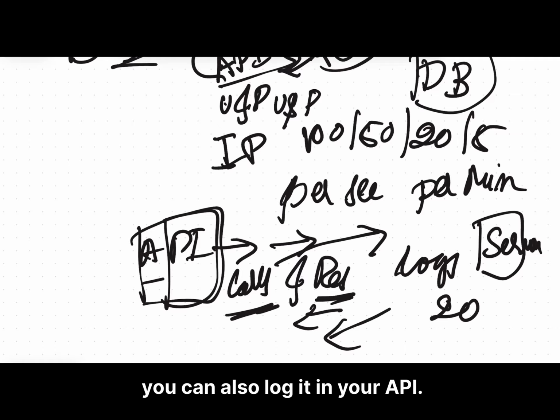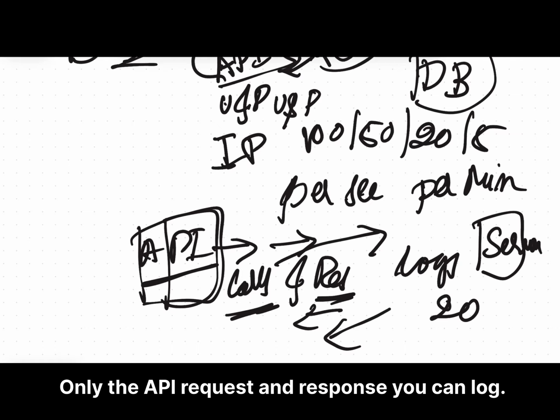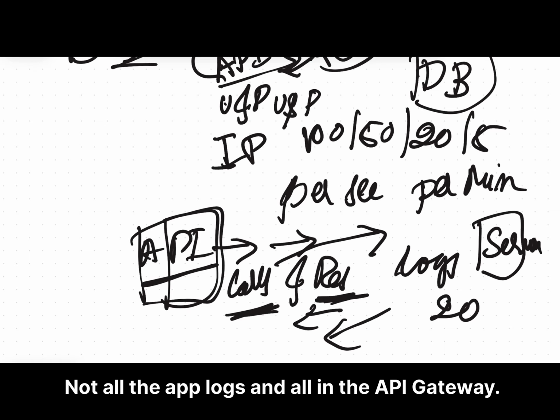Rather than there, you can also log it in your API. Only the API request and response you can log, not all the app logs in the API gateway.